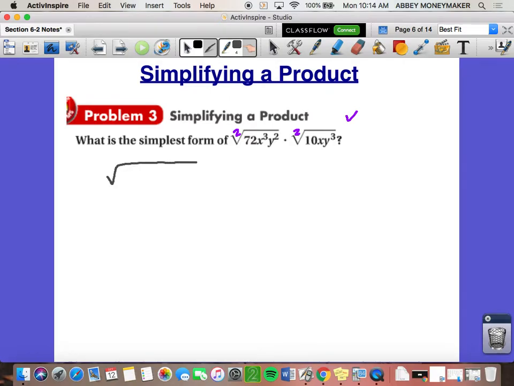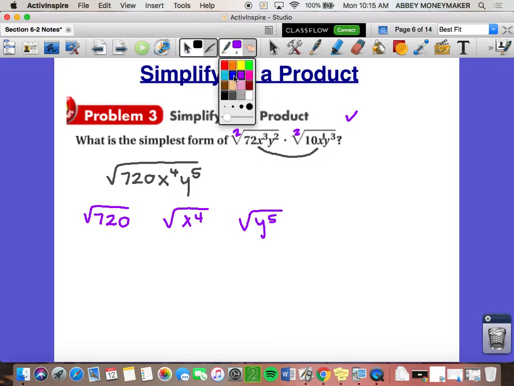If I'm going to multiply these two together, that would give me 720 x to the 4th, because there's one of them right there, and then y to the 5th. When you are multiplying, you add the exponents together. So that's where I'm getting the 4 and the 5 from. So since I've multiplied those together, I can go ahead and break down my number and my variables.